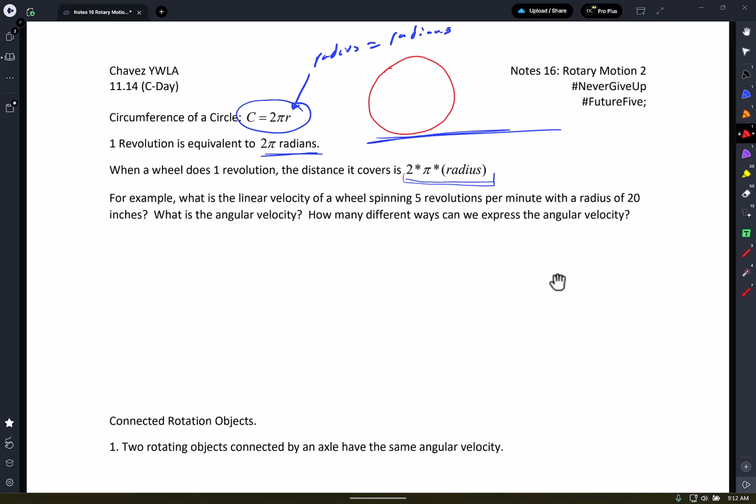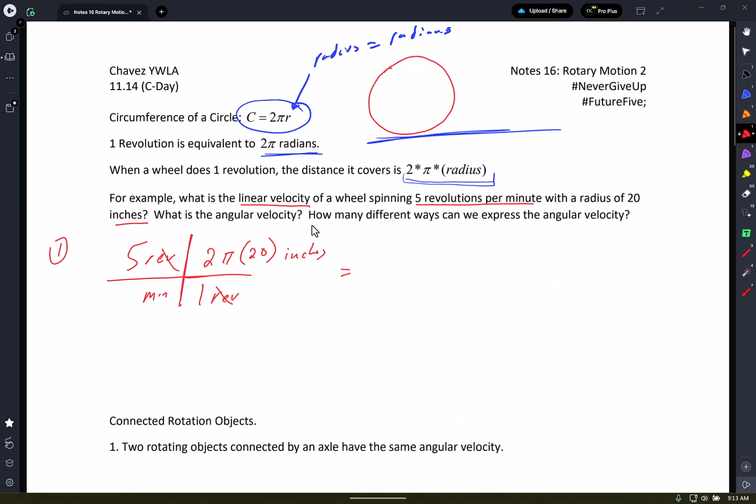For example, what is the linear velocity of a wheel spinning 5 revolutions per minute with a radius of 20 inches? Method 1, you can do it like this. You can write 5 revolutions. You're still doing that little T-chart per minute. So there's just like a long fraction. And then you can say, in 1 revolution, you cover how much distance? 2 times pi times 20, and then put the word inches like that. And then revolutions cancel out, and you get an answer. What's your answer in inches per minute?